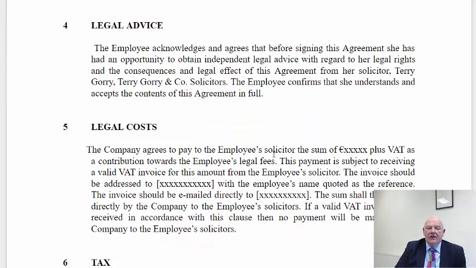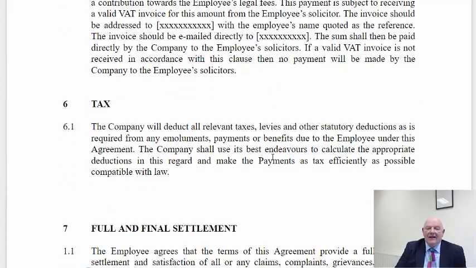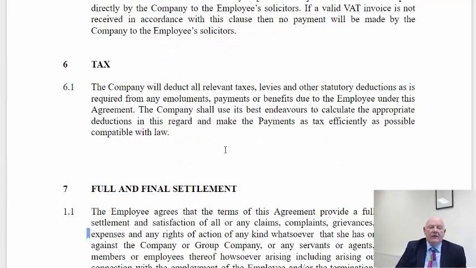So on legal advice and legal costs, it'll just set out there that generally the solicitor will send his or her invoice to the employer to be paid directly. On the tax situation, you'll see in this particular one that the employer is deducting all relevant taxes, etc.